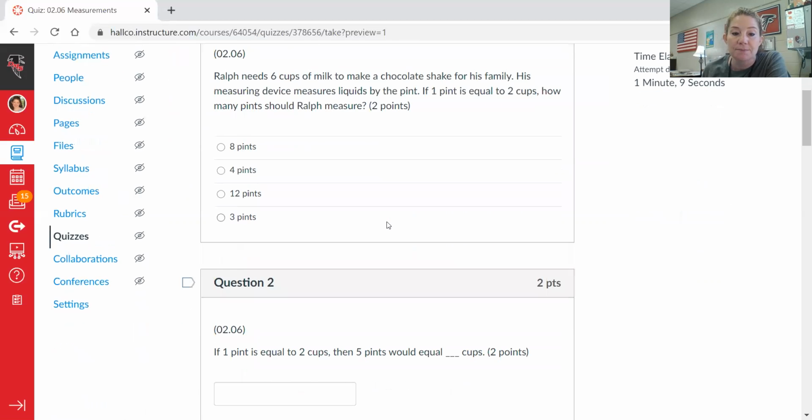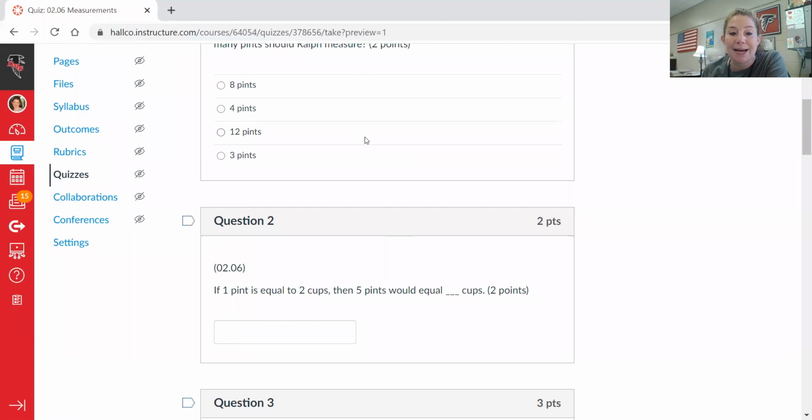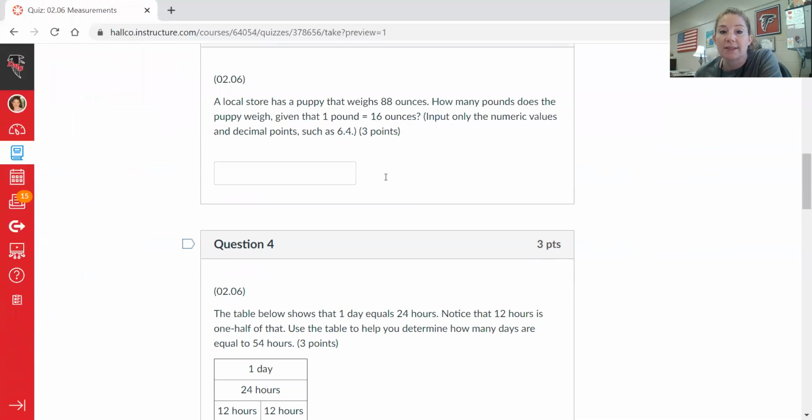So 3, right? All right, if 1 pint is equal to 2 cups, then 5 pints would be how many cups? So either you're going to divide 5 by 2 and get 2.5. 5 pints is equal to 2.5 cups, is that right? Or would you multiply? 5 pints is 5 times 2 is 10 cups. Which one makes more sense? So on that one, you're going to multiply, right? All right, so then that's how you're going to do all of these.